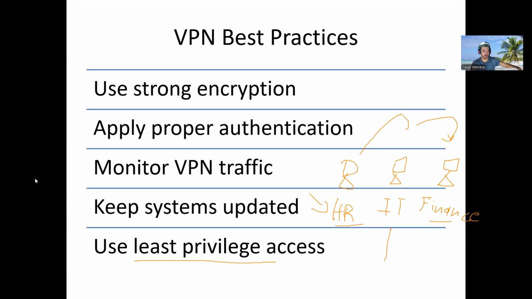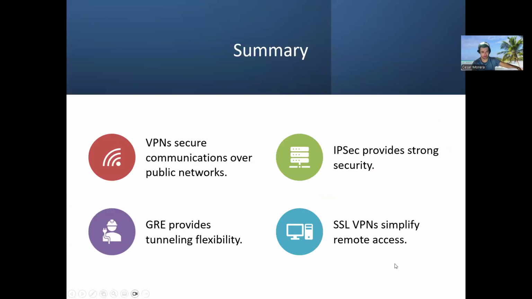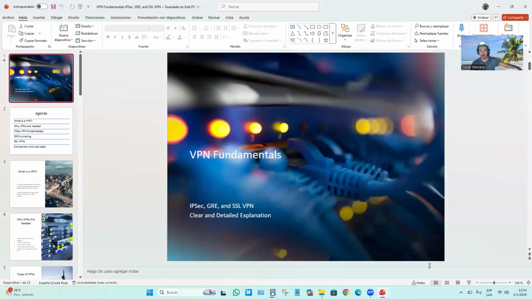Okay, let's continue with the topics. This is a summary of some of the topics that we have covered today. VPNs: secure communications over public networks. GRE provides tunneling flexibility. IPSec provides strong security. SSL VPN simplifies remote access. And this is everything for today's lesson.